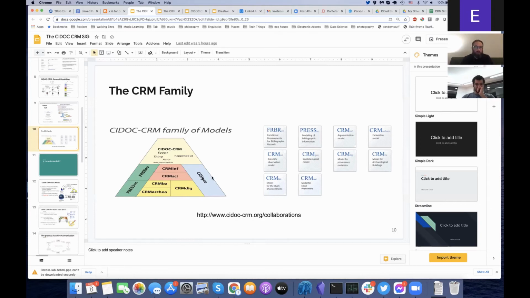So the model is FRBRoo, a joint work with IFLA, and it's a semantic representation of library data. There's CRMinf, which is used for documenting argumentation over data. CRMarchaeo, which is an extension for talking about excavation processes. CRMsci, which is used for talking about lab processes.